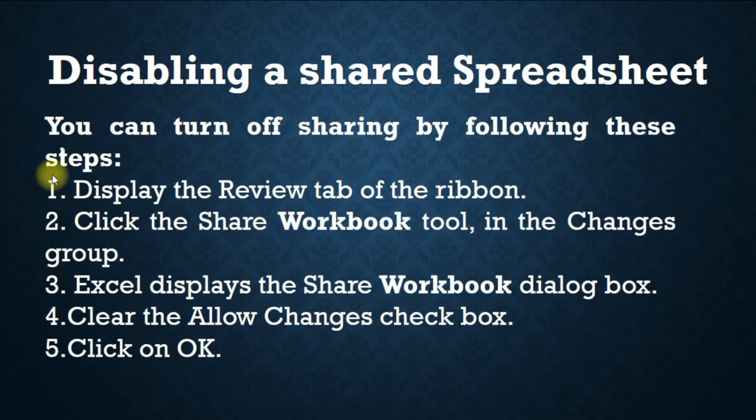So the next step is how to disable a shared spreadsheet. You can turn off sharing by following these steps. You can display the Review tab of the ribbon and click the Share Workbook tool in the Changes group. Excel displays a Share Workbook dialog box and then you can clear the Allow Changes checkbox and click on OK.